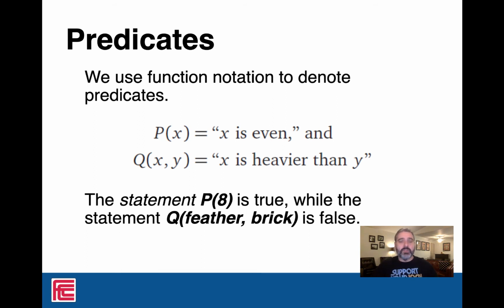So these are predicates, right? P of x, x is even, is a predicate. Q of x, y, x is heavier than y, is a predicate. P of 8 is a statement: 8 is even, which happens to be true. Q of feather and brick, so feather is heavier than brick, is false. I suppose depending on the size of the brick and the size of the feather, but for the most part, we'll say false. You can make statements out of those predicates.